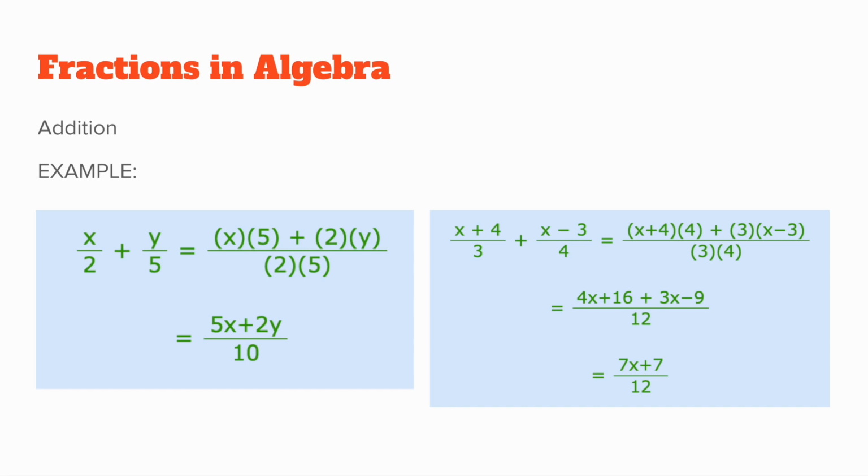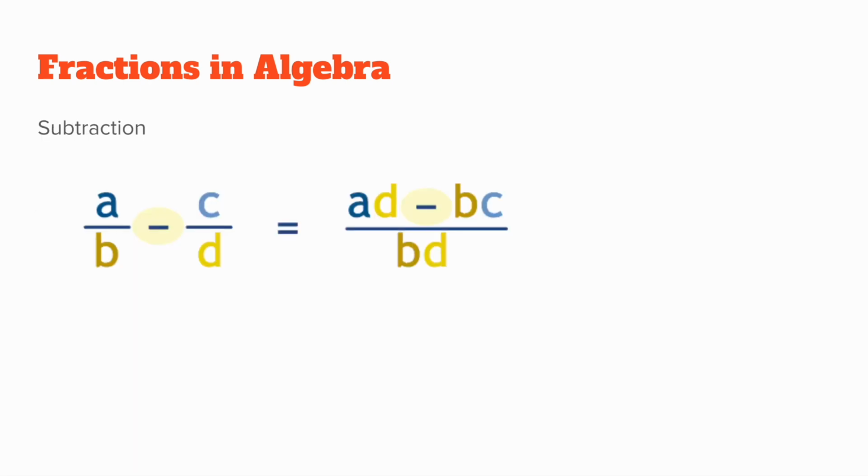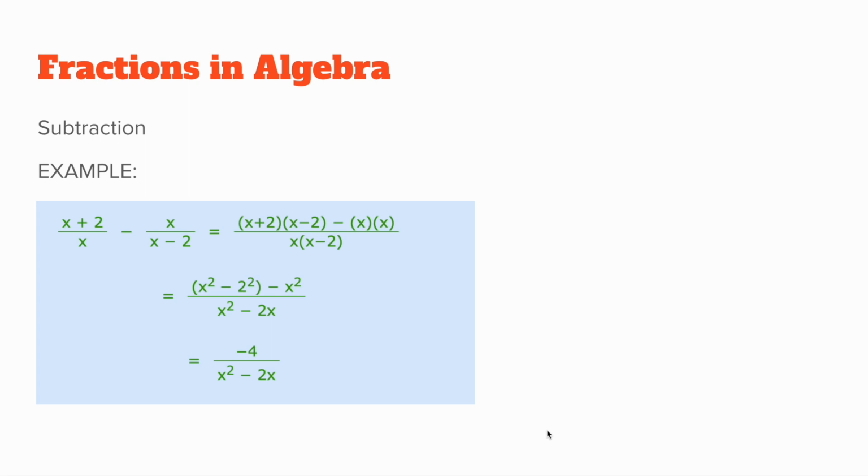Now let's look through subtracting fractions. Subtracting fractions is very similar, except that the plus is now minus. So for example, when we say A over B minus C over D, then the answer should be A times D minus B times C over B times D.